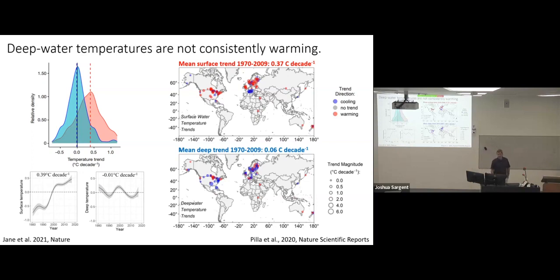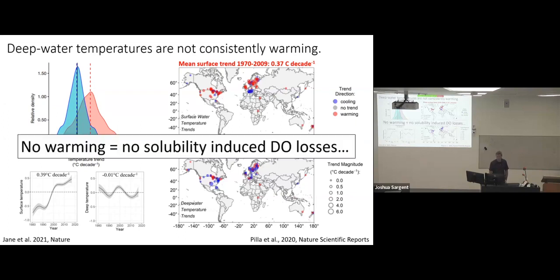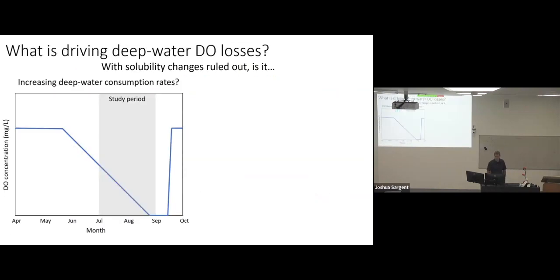And they showed in their analysis, deep water trends were basically close to 0, right? They showed a very slight positive overall median trend. But our net result is that there is basically no warming across all these hundreds of lakes. And so we wouldn't expect, or solubility doesn't explain, changes in solubility do not explain our dissolved oxygen losses. So with solubility ruled out, is it changes in deep water dissolved oxygen consumption rates?